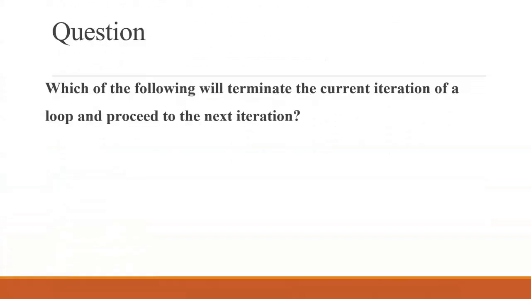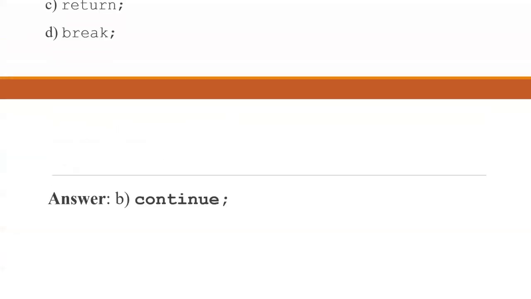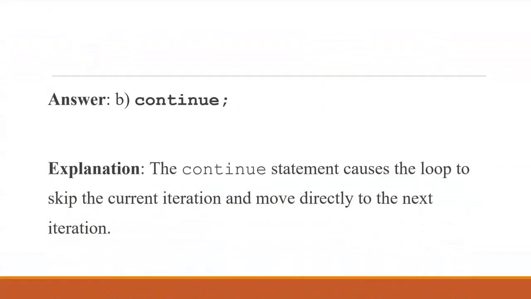Which of the following will terminate the current iteration of a loop and proceed to the next iteration? So we have exit. Is it continue? Is it return? Is it break? So continue is very important when you're talking about terminating the current iteration of a loop and proceeding to the next iteration. The continue statement causes the loop to skip the current iteration and move directly to the next iteration.